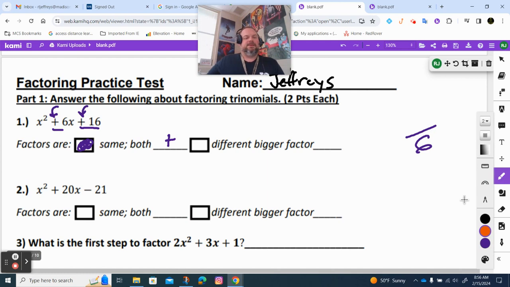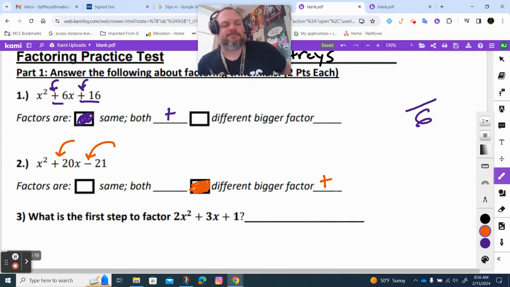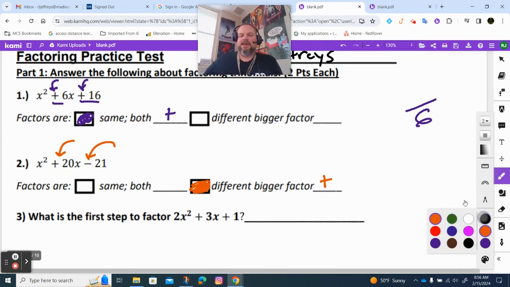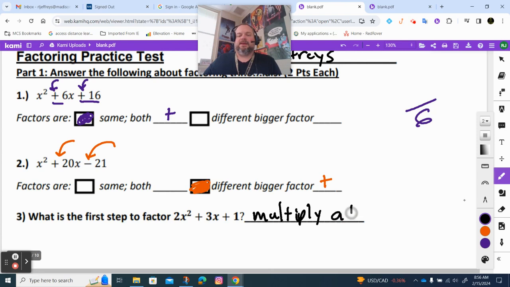All right. Number two. This tells us it's different. This tells us our bigger factor is positive. Okay. And then this one, you could say multiply A and C. You could say 2 times 1. Either one.